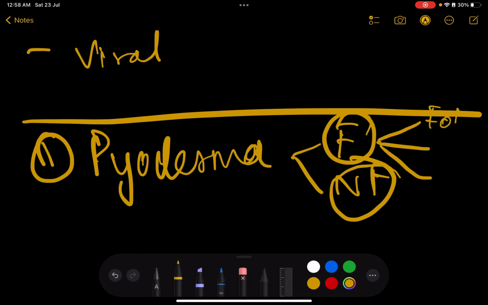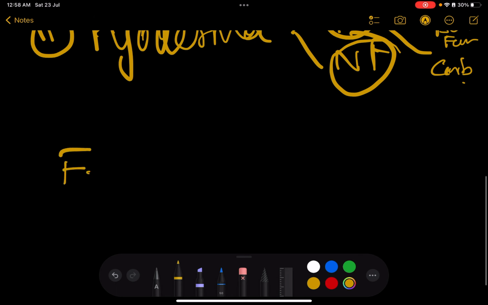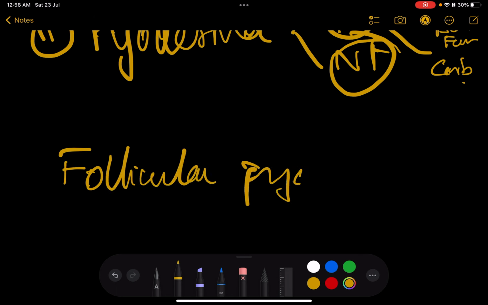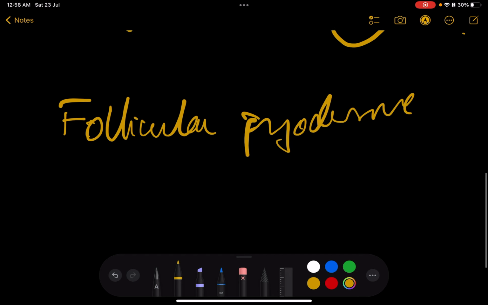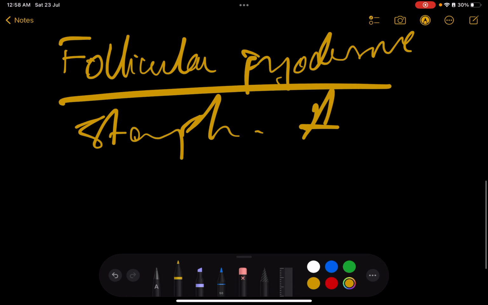One is folliculitis, the other is a boil or a furuncle, and the other is going to be a carbuncle. All right. So follicular pyoderma, the most common cause is going to be Staph aureus, and the disease is going to be folliculitis.